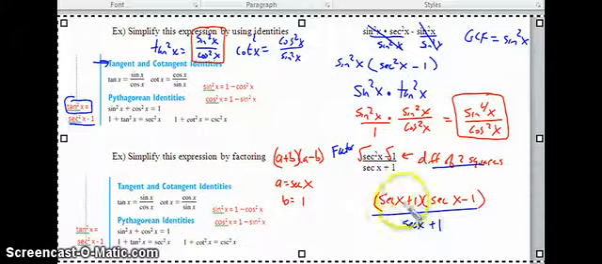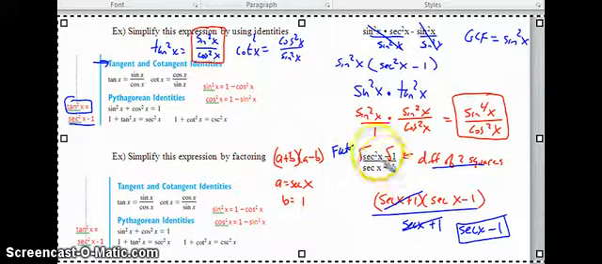And what I notice is that I have a secant of x plus 1 and a secant of x plus 1. And those will both cancel out. And so again, I can simplify this down to just a secant of x minus 1. So by factoring this, I was able to take away the denominator and leave me with just a secant x minus 1, instead of both of these secants in the numerator and the denominator.